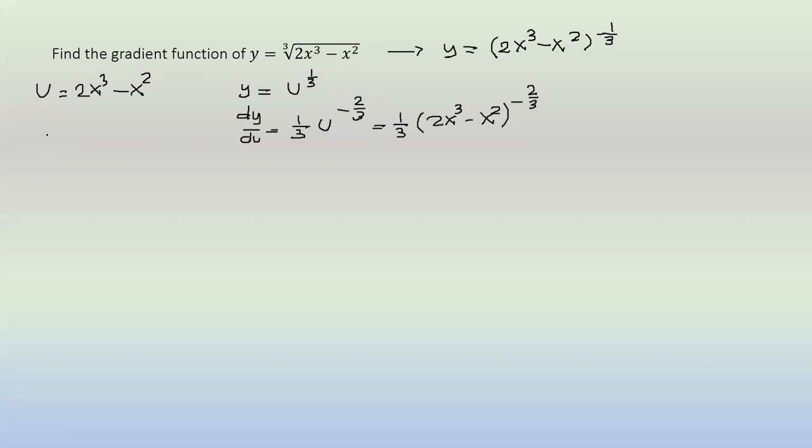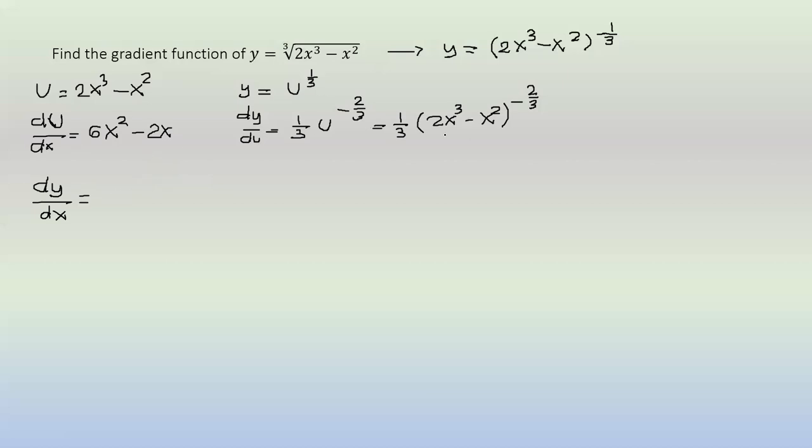Like this. So what is du/dx? du/dx becomes 6x squared minus 2x, and dy/dx, or gradient function, or first derivative, equals dy/du times du/dx.